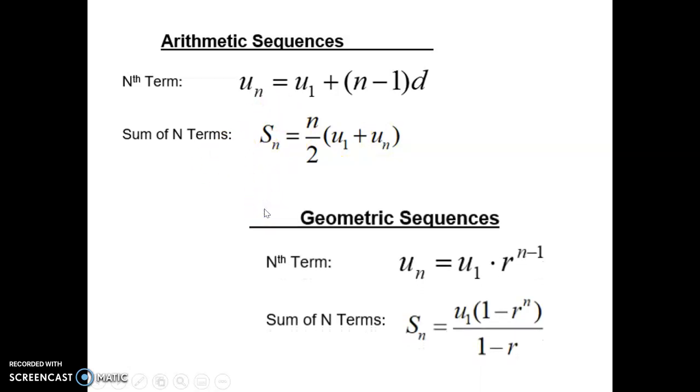Now let's look at geometric sequences. The nth term formula for geometric sequences is this, where r represents the common ratio, otherwise known as the multiplier, which is used to change from one term to the next successive term. u1 again is our first term. And then we have our sum of terms for the geometric sequence. This formula here is used to find the sum of some number of terms in a geometric sequence. Again, we have the r value, the common ratio, and term 1. Let's use these four formulas now in this problem set.